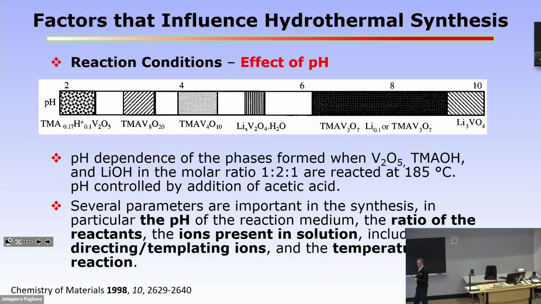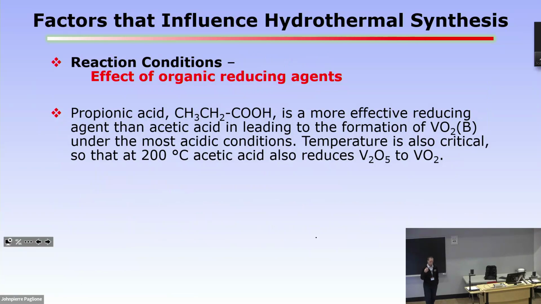So this is an old paper. They looked at tetramethylammonium hydroxide and vanadium oxide in different ratio, well, in one ratio and as a function of pH. And you can see that they were all done at 185 in the same molar ratios, and you can go from lithium vanadate solid state material to those having the tetramethylammonium ion in them, to hydrated samples. So the pH can really change the outcome of your reaction, both in terms of the product, but also in terms of morphology. And I'll show you the next slide, I think.